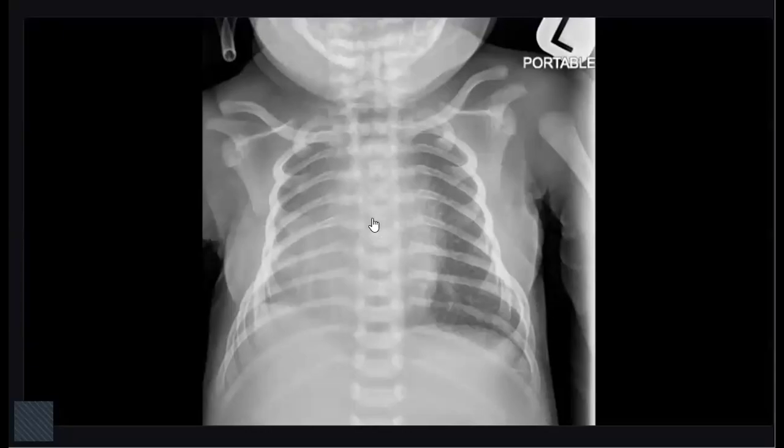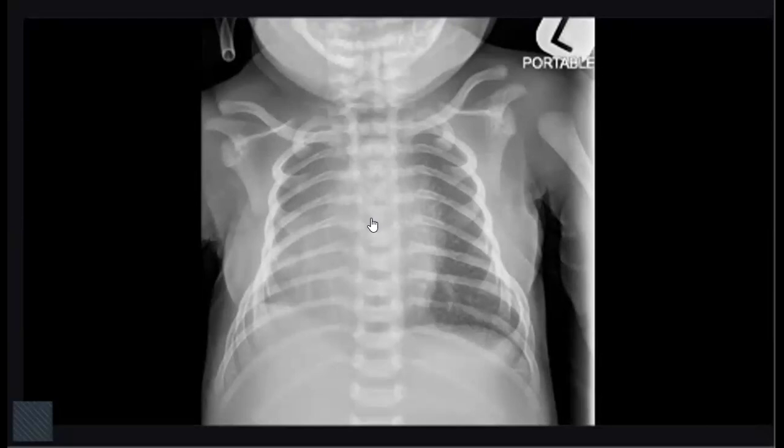Here we go. Give the history. Two months, respiratory distress. Four month. This is the X-ray chest, two months.